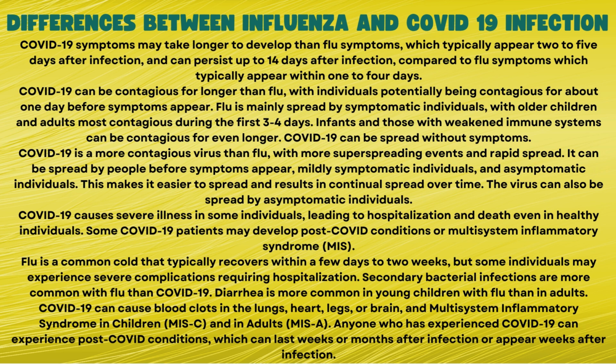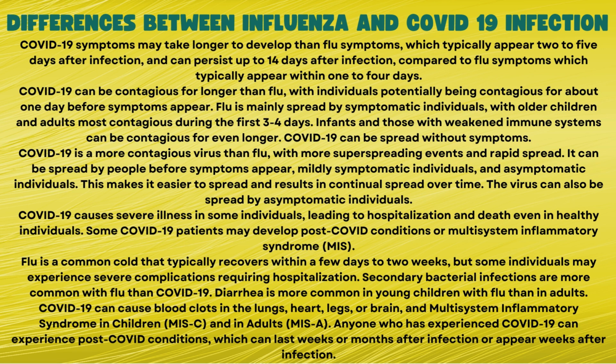COVID-19 symptoms may take longer to develop than flu symptoms, which typically appear 2 to 5 days after infection and can persist up to 14 days after infection, compared to flu symptoms which typically appear within 1 to 4 days. COVID-19 can be contagious for longer than flu, with individuals potentially being contagious for about 1 day before symptoms appear. Flu is mainly spread by symptomatic individuals, with older children and adults most contagious during the first 3 to 4 days. Infants and those with weakened immune systems can be contagious for even longer. COVID-19 can be spread without symptoms.